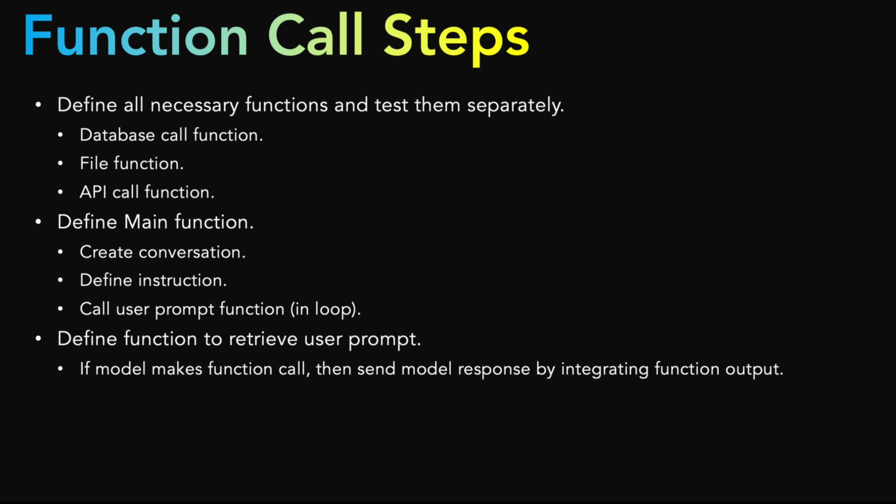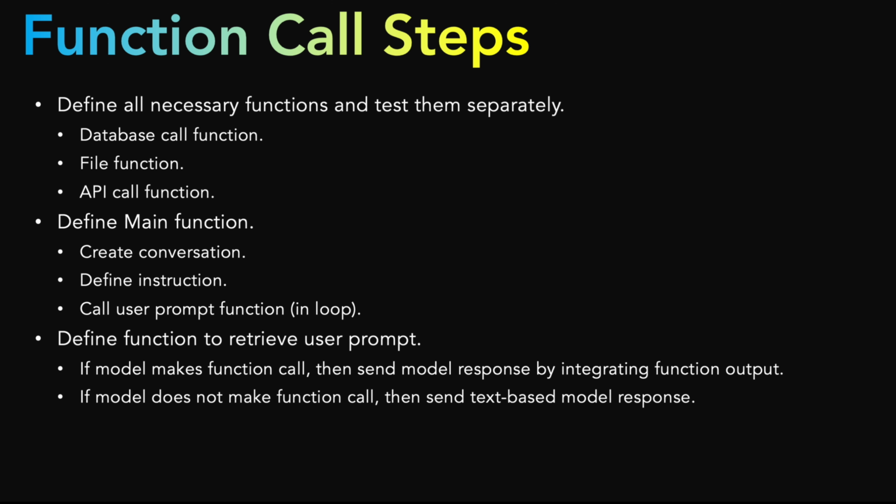And the logic would be such that if the model makes a function call, then the model has to respond by integrating the function output, because we want the large language model to use the function output to respond to the user. And if the model does not make any function call, then we'll send some text-based model response. So these are the steps and the templates. You should use the same template for all the function calls that you use in your GenAI application.